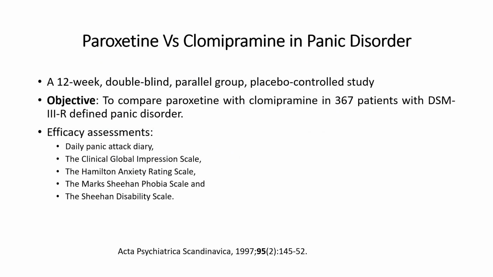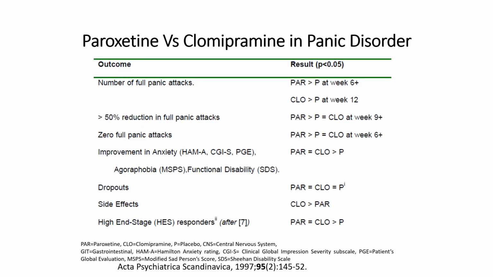When paroxetine was compared to a tricyclic antidepressant, that is clomipramine, in panic disorder, a 12-week double-blind parallel group placebo-controlled study was done. The objective was to compare paroxetine with clomipramine in 367 patients with DSM-3 panic disorder. The efficacy assessments were the daily panic attack diary, the clinical global impression scale, Hamilton anxiety rating scale, Marks-Sheehan phobia scale, and Sheehan disability scale.